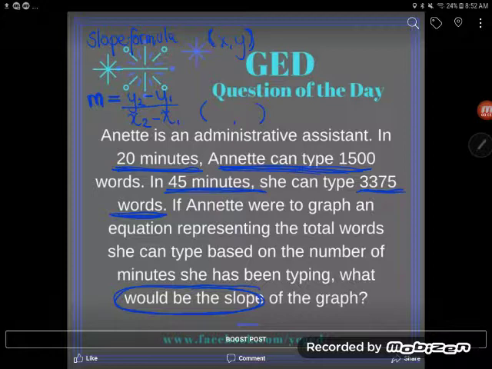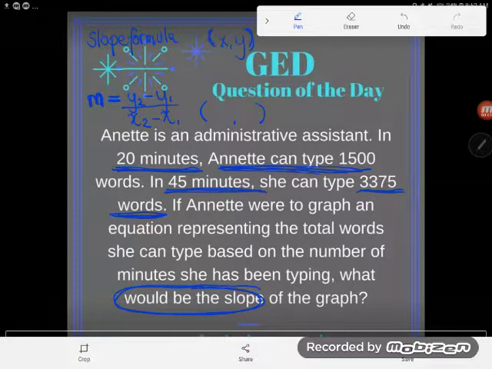Now, it's super important to know which one is your x and which one is your y. Your y is always your dependent variable. It depends on the other. So think about it. Does the number of words that Annette can type depend on the number of minutes she's been typing? Or does the number of minutes she's been typing depend on the word count? Now, that second statement is just silly, okay?